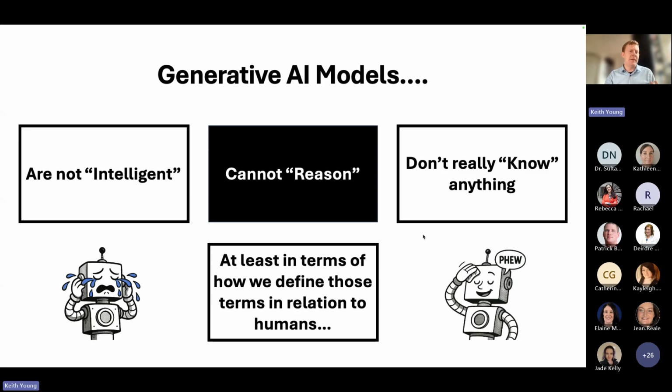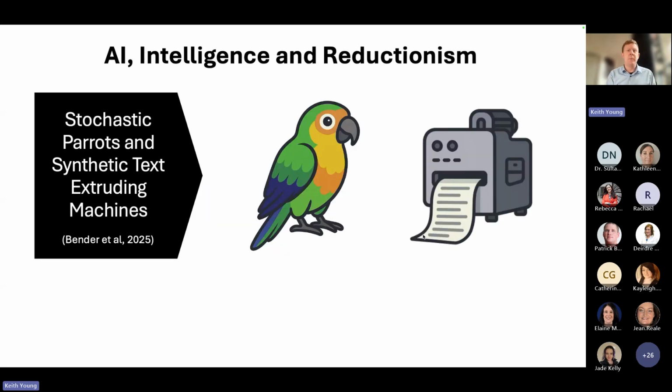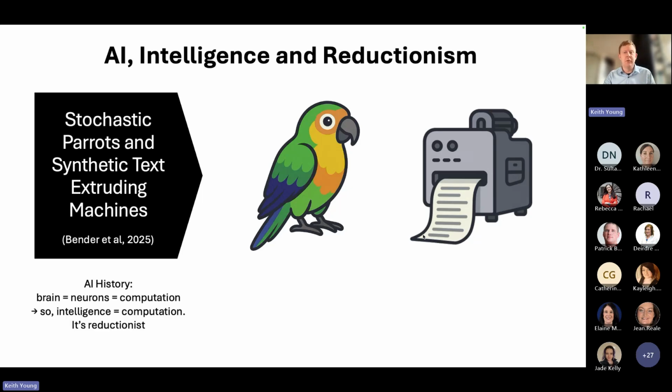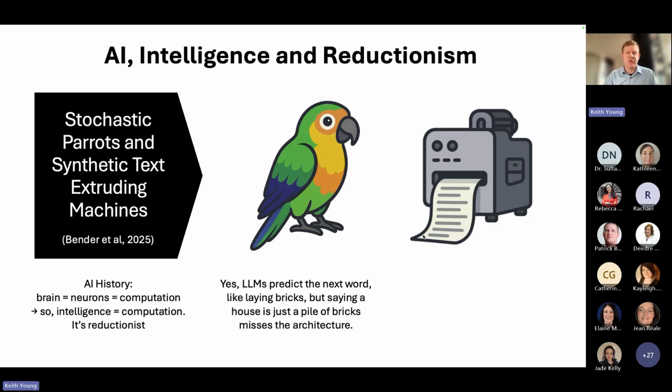Now, if we think about the idea of AI and intelligence and reductionism, I'm sure many people have come across Emily Bender's fantastic work focusing on the idea that these models are stochastic parrots, they're synthetic text extruding machines. And to be completely honest, a lot of those claims were fair, and that pushback was great, because AI is full of history of claims that the brain equals neurons, neurons equal computation, therefore intelligence equals computation. Perfect, simple. And now we have large language models, and they seem to prove this view, but it's quite a reductionist view. Intelligence isn't just computation.